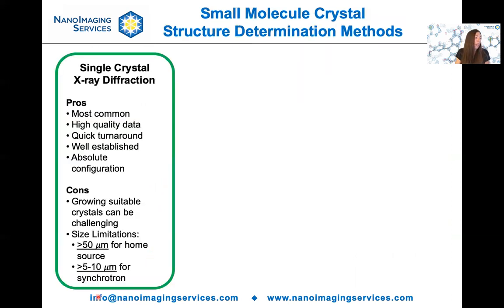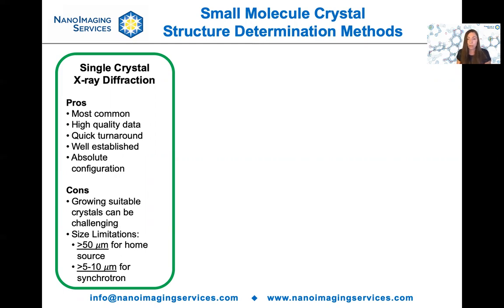All right, so let's compare some of the common crystallographic techniques used for small molecule structure determination. By and large, single crystal X-ray diffraction is the most commonly used technique. It provides really, really high quality data, quick turnaround times once you have a crystal. It's a very well-established technique, and using modern collection techniques and data processing, you can usually get absolute configuration out of this data. This is definitely the gold standard and the method of choice for people working in small molecules. The big cons here, though, are that it does require a suitably sized crystal, which can be challenging for some samples. And so here we run into size limitations.